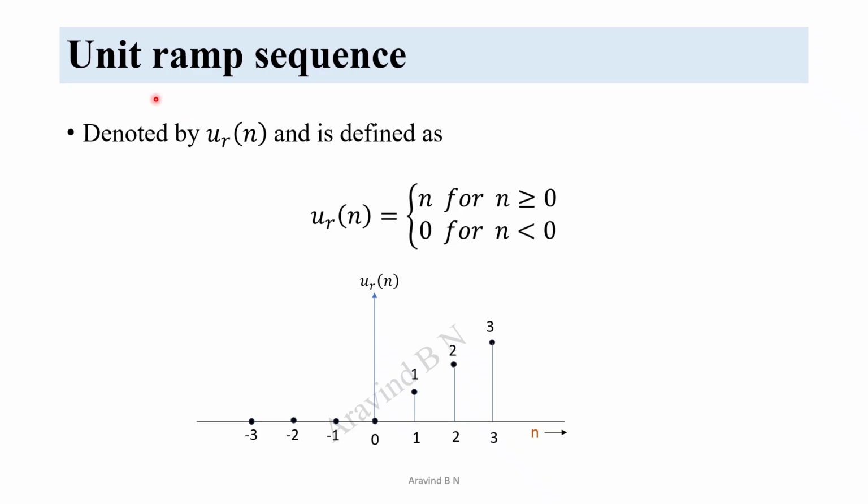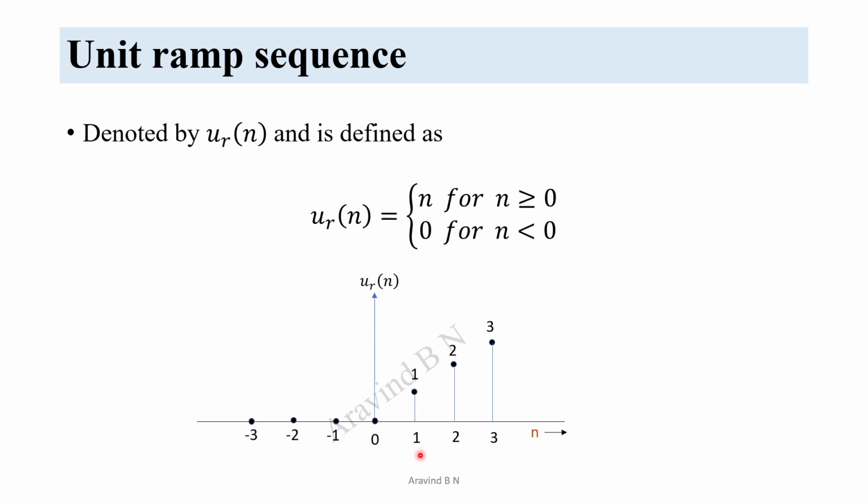Now getting into the unit ramp sequence. It is denoted by UR of n, and it is defined as UR of n equal to n for n greater than or equal to 0, and 0 for n less than 0. That means again from 0 onwards, towards positive values of n, we are going to have values for the ramp sequence. For negative valued locations of n, we don't have any values; it will always be 0. The same thing is observed here. At n equal to 0, the value is 0.